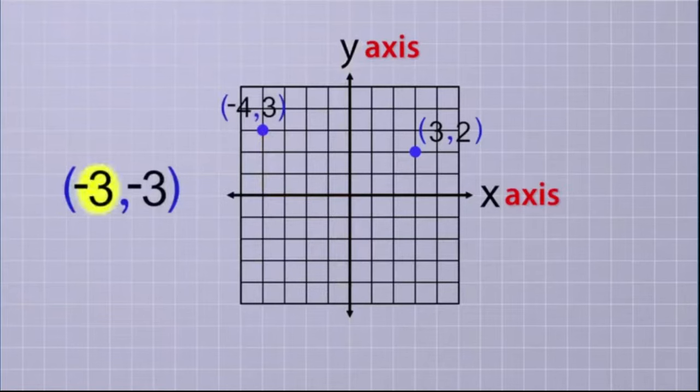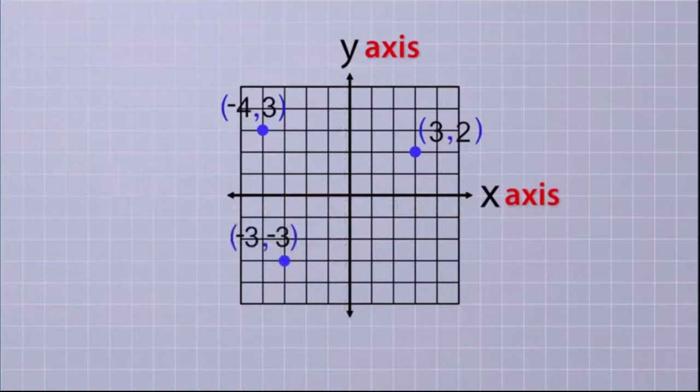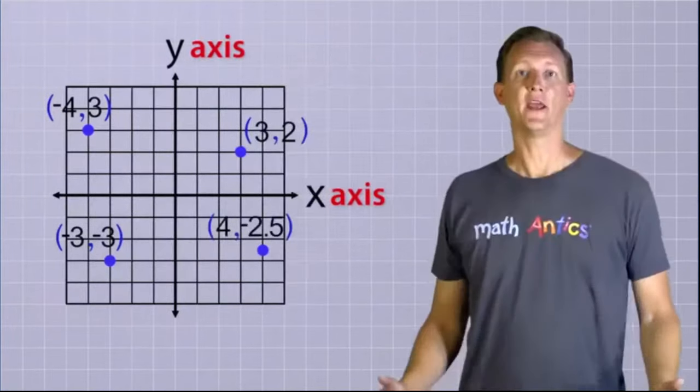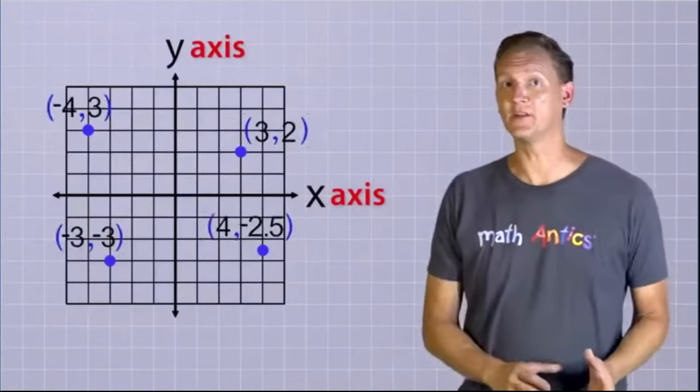Now, let's plot the coordinates -3, -3. In this case, x and y are both negative, so starting with a point at 0, 0, we move it 3 units in the negative x direction, and then 3 units in the negative y direction. And last, let's plot the coordinates 4, -2.5. Starting at 0, 0, we move the point 4 units in the positive x direction, and then 2.5 units in the negative y direction.